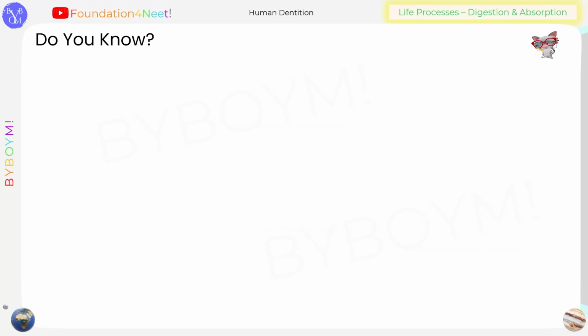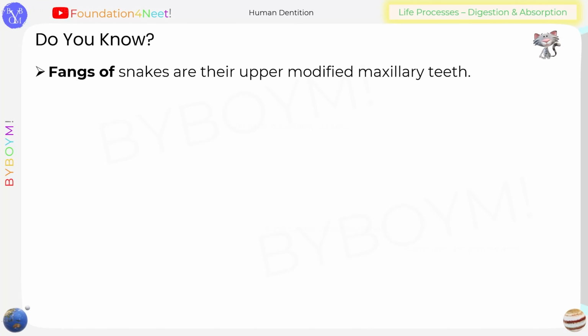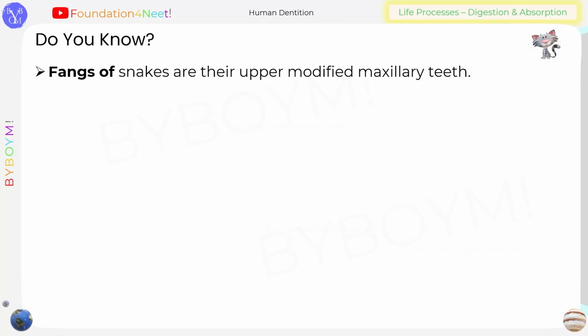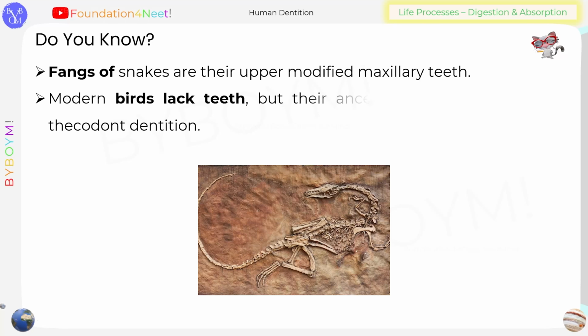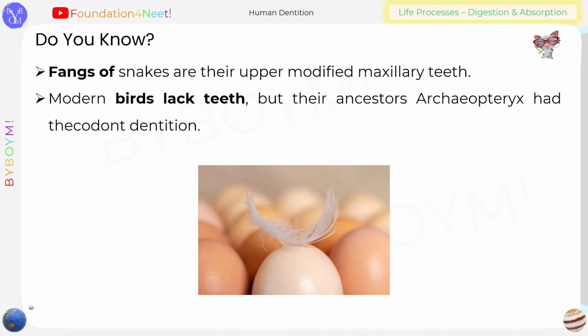Now again, you may remember that snakes have their fangs. Fangs are nothing but their upper modified maxillary teeth. But another important thing to remember is that modern birds lack teeth. No modern bird has teeth. But the ancestor of modern birds, Archaeopteryx, had Thecodont type of dentition. Now they are saying that a horn-like tooth is found in the embryo of many birds, and this helps in the breaking of the shell at the time of hatching. So teeth are present but only in the embryo. In modern birds, you will not have any teeth.